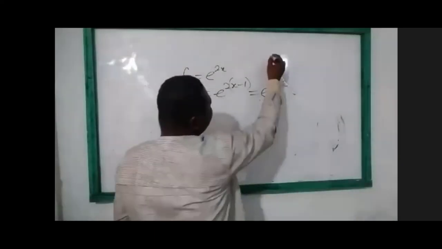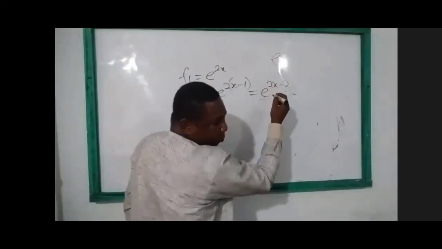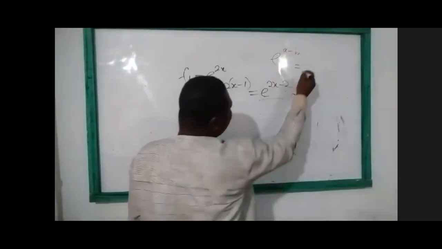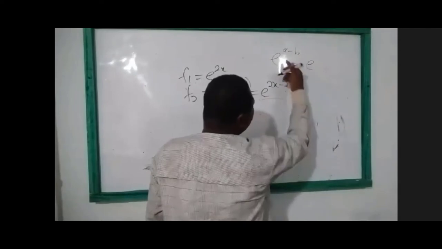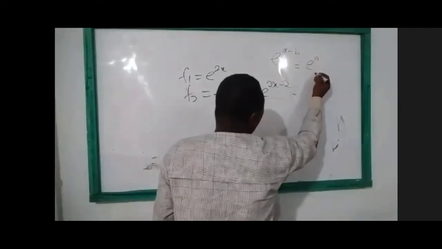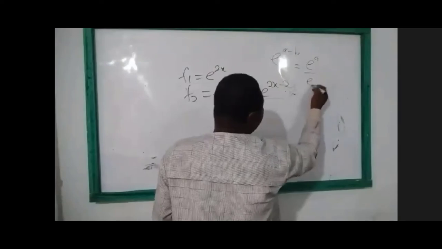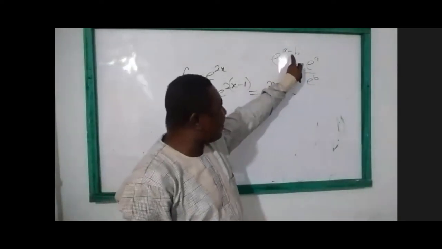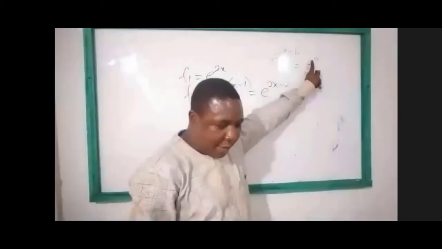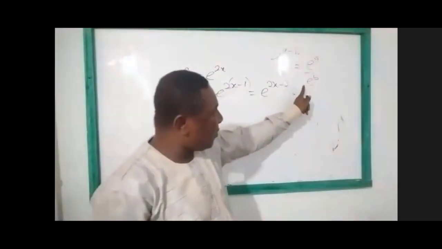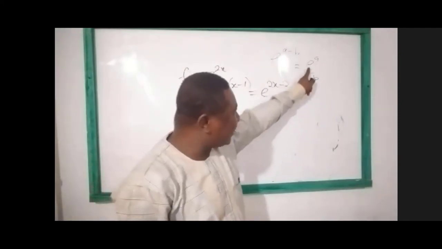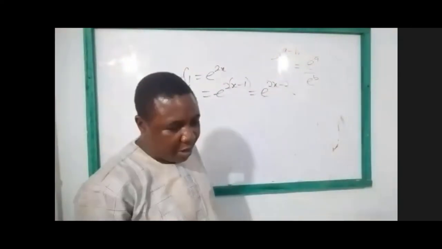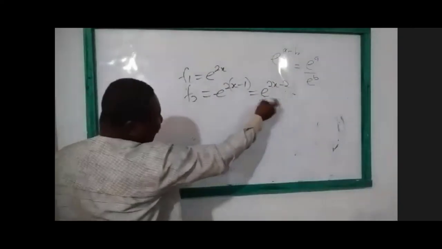For instance, e raised to the power a minus b is the same as e raised to the power a all over e raised to the power b. Remember your indices. Once the bases are the same, you can subtract the exponents. So it's the same way I'm going to do that.